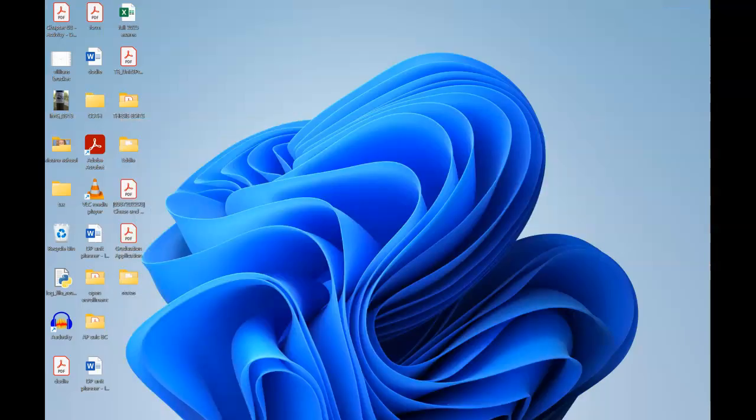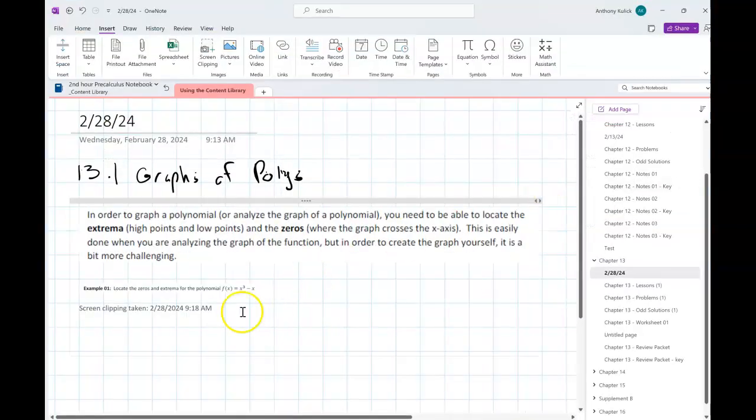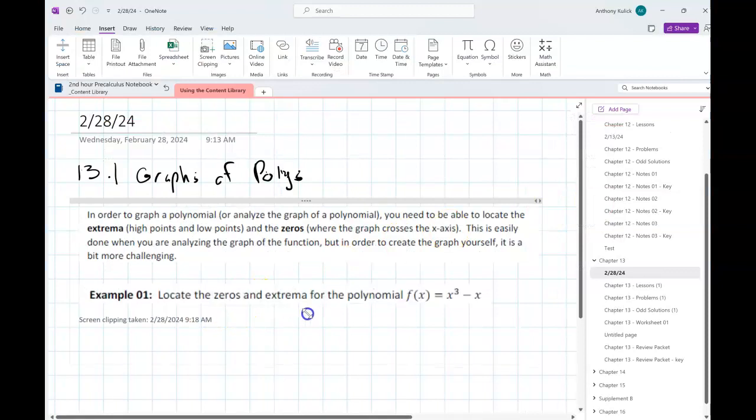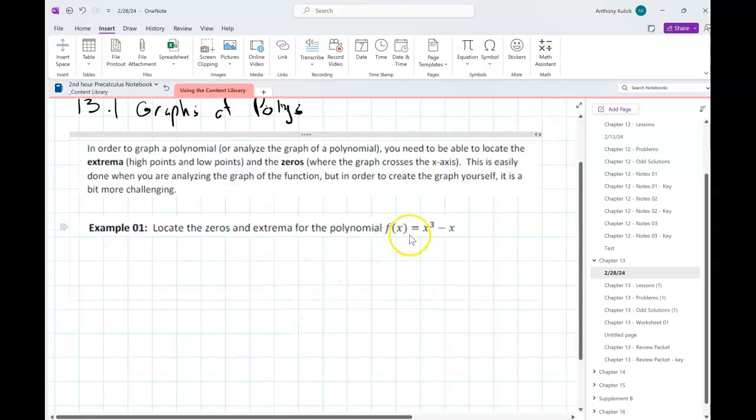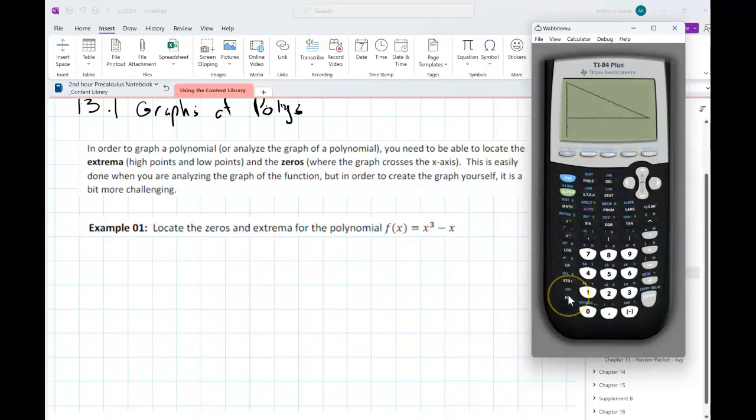So, for example, let's say we want to locate the zeros and the extrema for the polynomial f of x equals x cubed minus x. To do this, we're going to use our calculator. I invite you, if you have your calculator with you, to take it out and follow along.